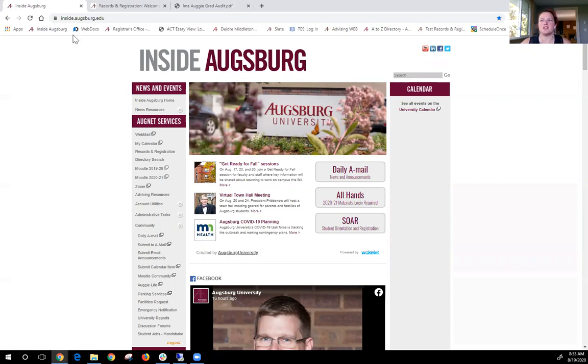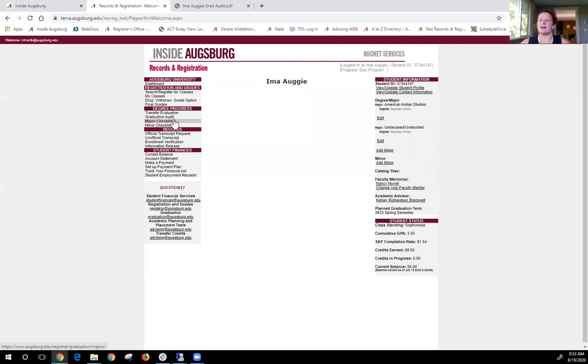First, you will need to log into inside.augsburg.edu under AugNet Services. This is where your email is located, which is our official form of communication. You will have a calendar and a directory search, and then Moodle, which is your online learning platform for your classes. Please click on Records and Registration. This main page can connect you to both your academic and financial information.